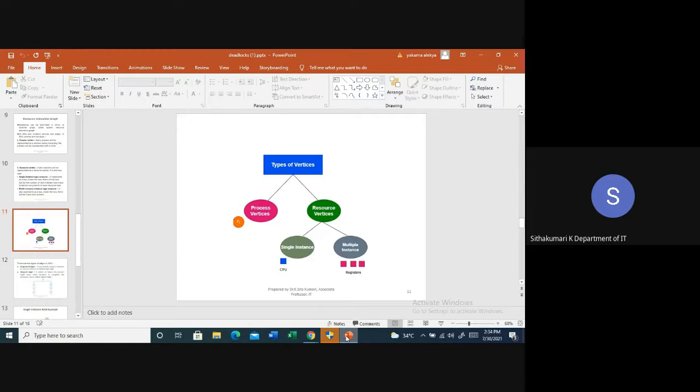So here, if you look at these vertices, you have the process vertex, the resource vertex, and you have a single instance and a multiple instance. For example, for multiple instances, an example would be registers. A single instance is the CPU.